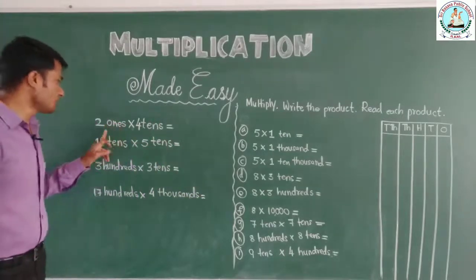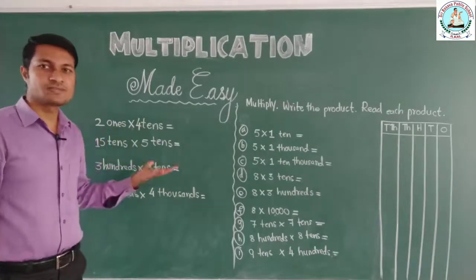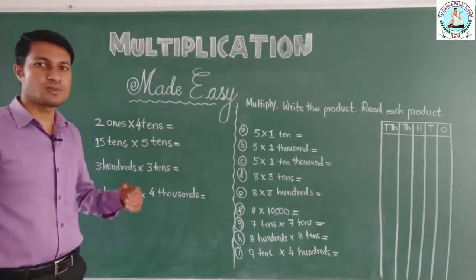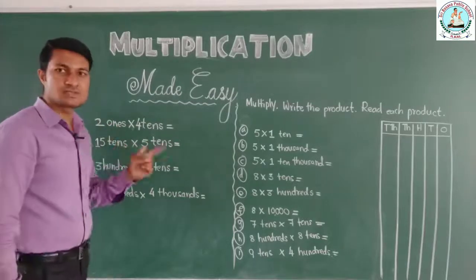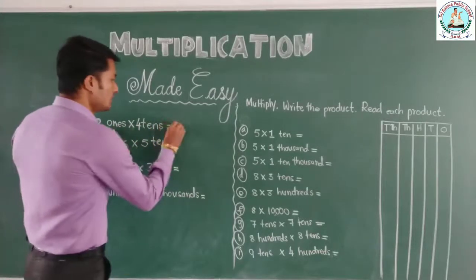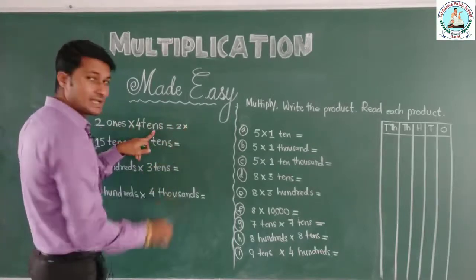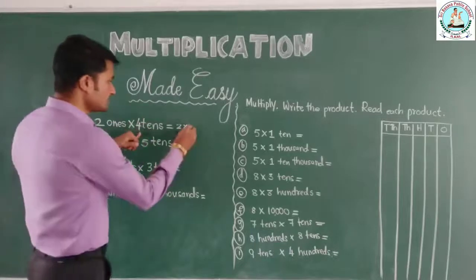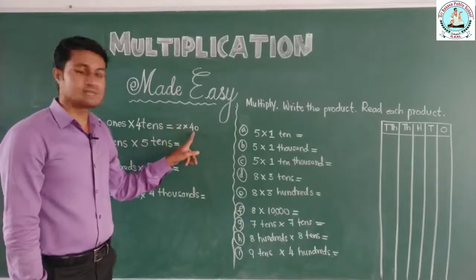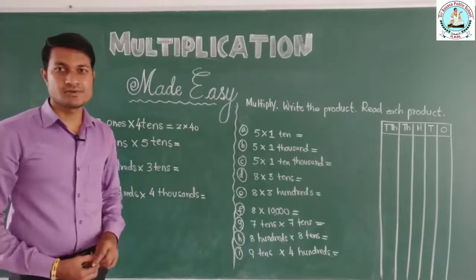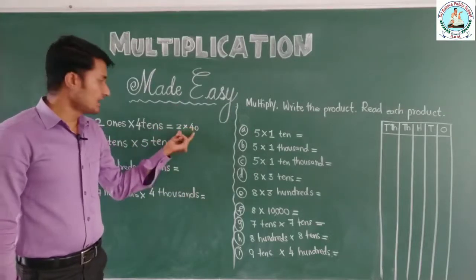The first example is 2 ones times 4 tens. Right now they are in word format, so let us convert them to number format so that we can easily get the product. 2 ones: 1 ones means 1, whereas 2 ones is 2 itself. Times 4 tens: 1 tens means 10, similarly 4 tens means 40. Now this is your first number and this is your second number, and your second number has a 0 in it. So how to multiply this? If you use multiplication made easy, you will get the product very easily.